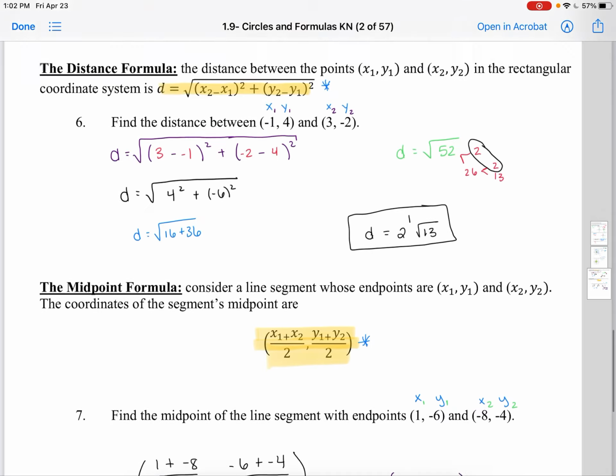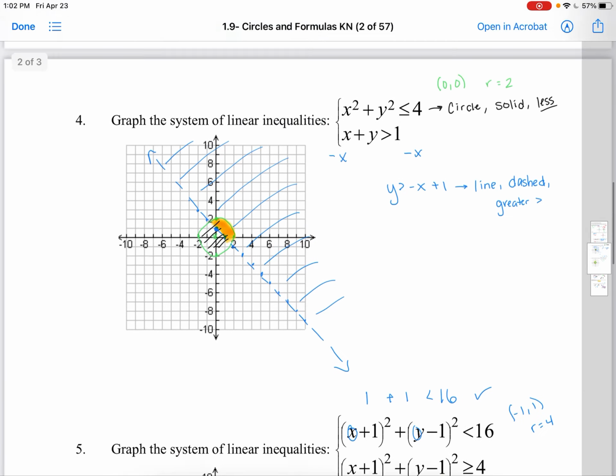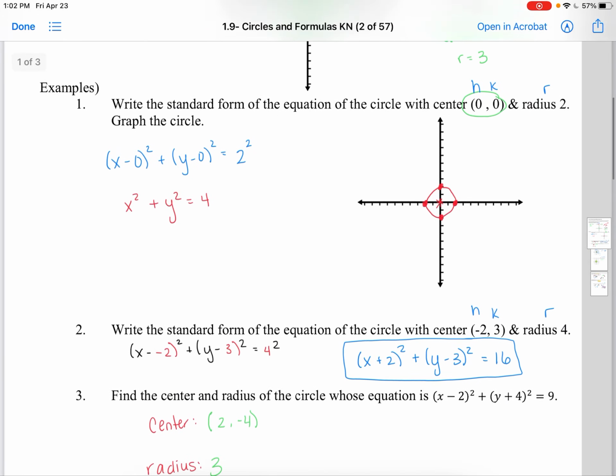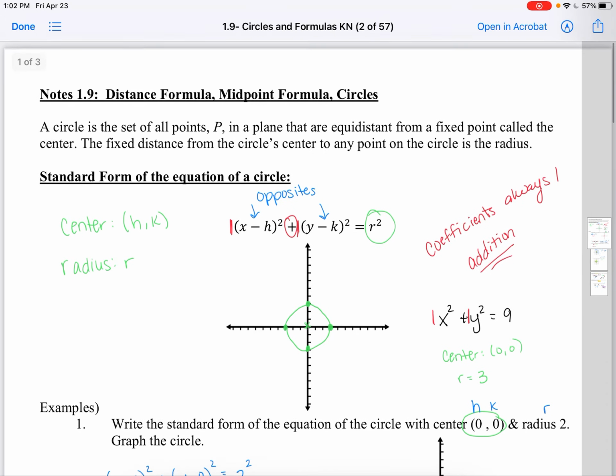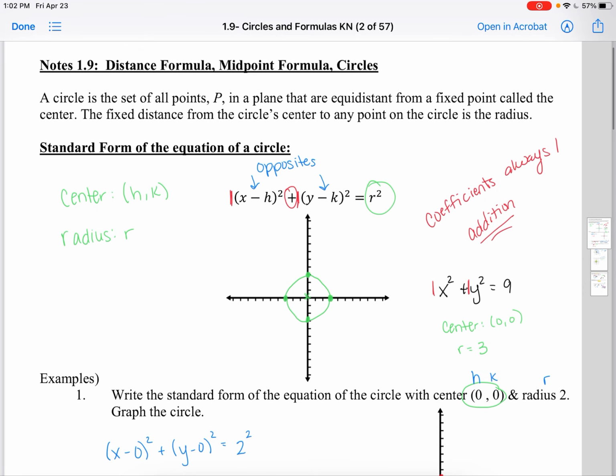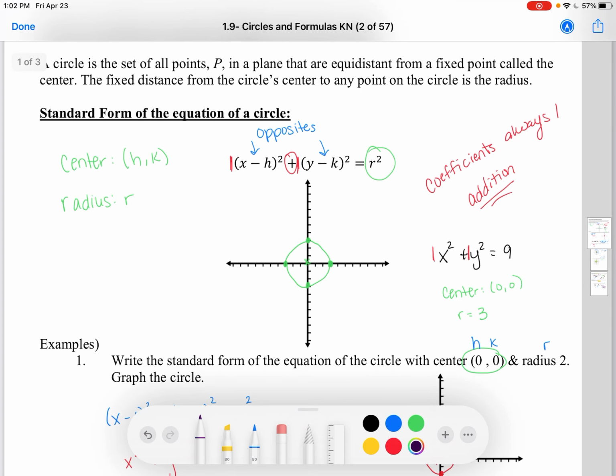So that is all for section 1.9 for circles. We'll go ahead and hop into ellipses in the next video. Again, what is important for circles is that both your h and your k are opposite because of that function. And your x and y are both squared. They always have a coefficient of 1. They always use addition. And the number that they equal at the end is always your radius squared.